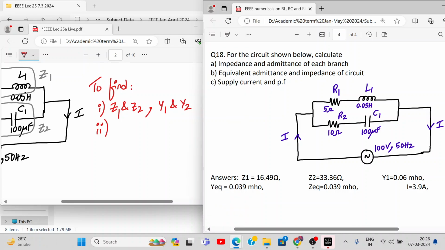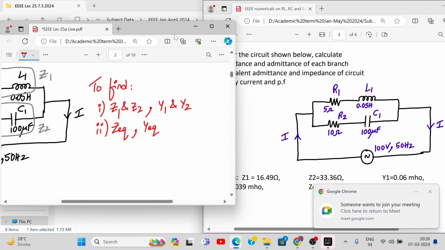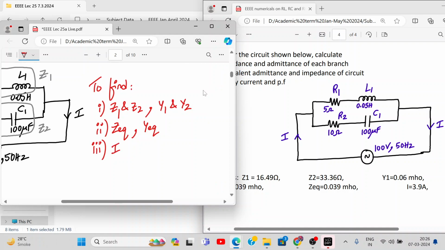Then we have to calculate the equivalent admittance and impedance, that means Z equivalent and Y equivalent, the total admittance and impedance. Then we need to find the supply current, that will be the current I, and also the power factor of the circuit. So this is the given data.